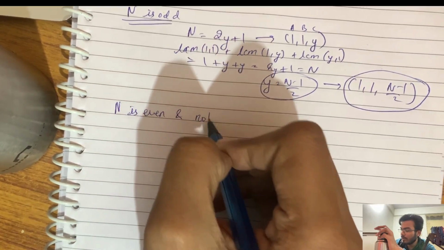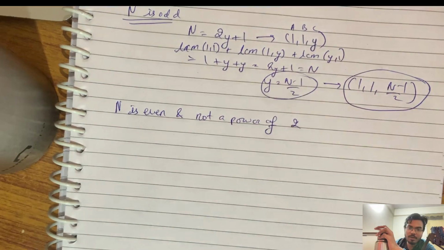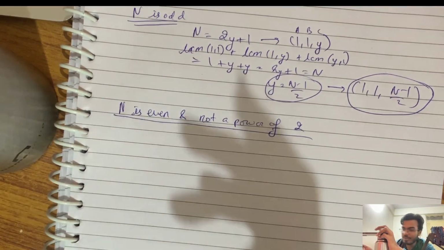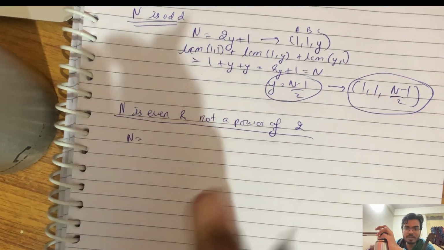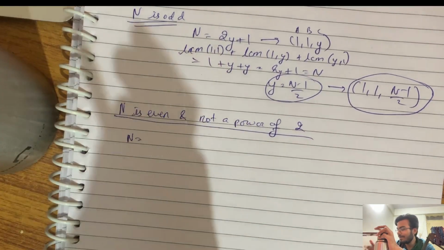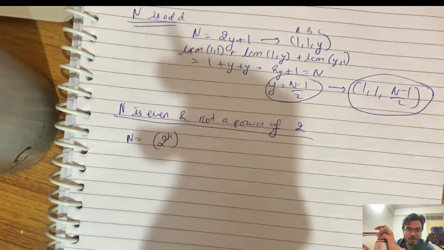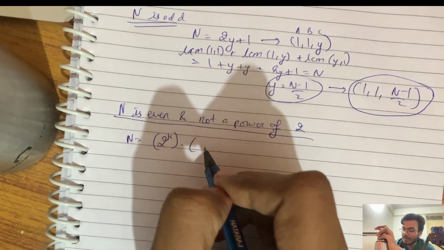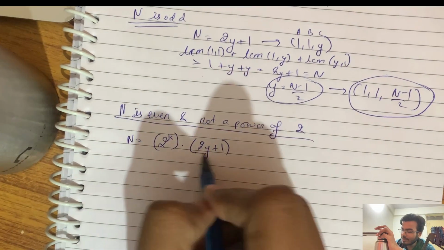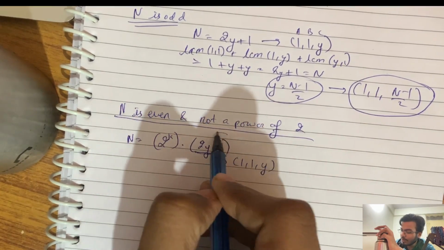and not a power of 2. If it is a power of 2, then we don't have a solution. Okay, and we will see why. So basically, if n is not a power of 2, but it is even, then obviously we will have n as some power of 2 times an odd number, right? And that odd number is 2y plus 1, right? And for this we have seen the solution is 1 comma 1 comma y. So what will be the solution for this whole thing?